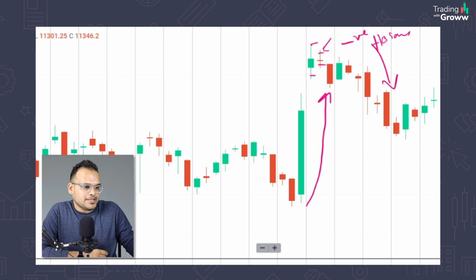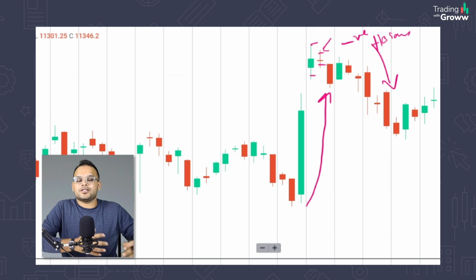And after that we can see that was a short term reversal in the entire upward movement. So this was the significance of the entire pattern, Harami and the engulfing pattern. These were multiple candlestick patterns.